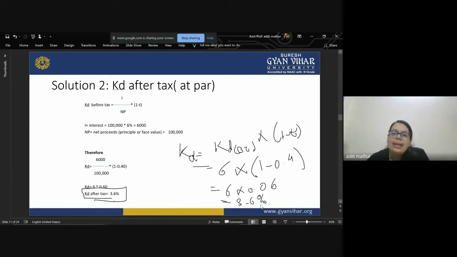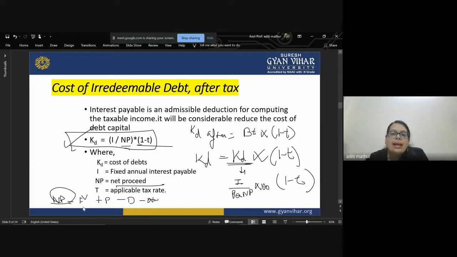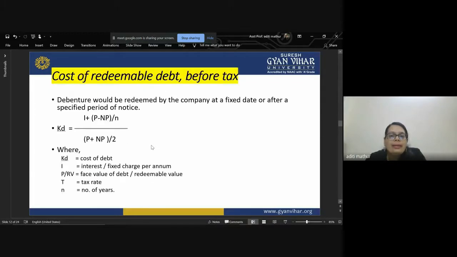So let us just have a quick recap on the formula. That is KD before tax is I divided by NP, but after tax it is I divided by NP into 1 minus T. Remember, this KD is for the irredeemable debentures, right? The redeemable debentures have a bit tricky formula, but right now we are doing it for the irredeemable. That means there is no time period after which your debentures will be redeemed, right? They are irredeemable. So these are the two formulas which we have learned.